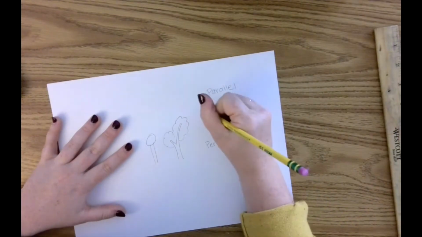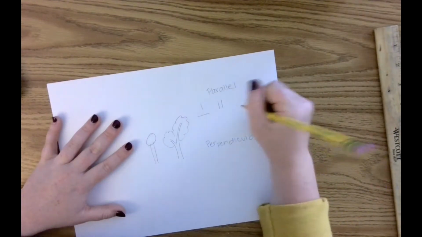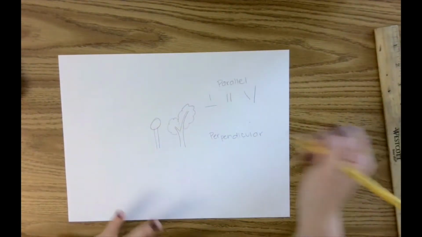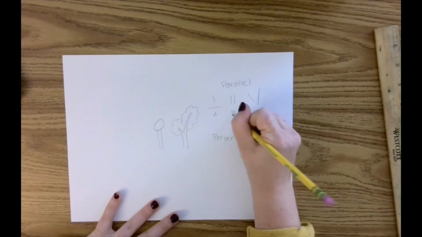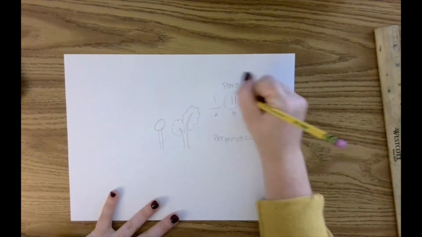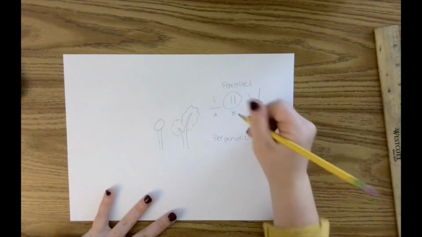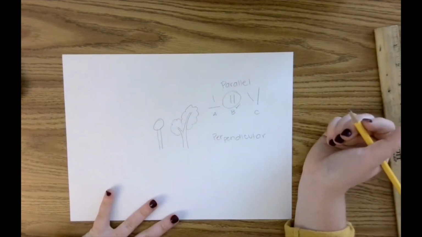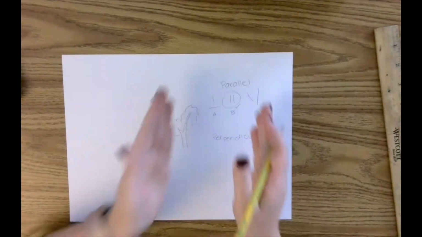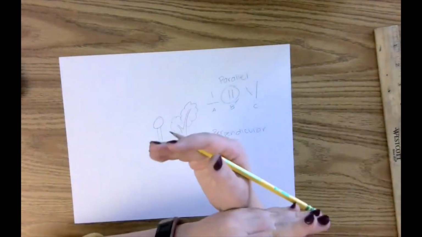So tell me, which of these sets of lines are parallel? A, B, or C? If you said option B, you are correct. These are the parallel lines. Parallel lines are pointing the same direction. If they kept going on and on and on forever, they would never cross each other.